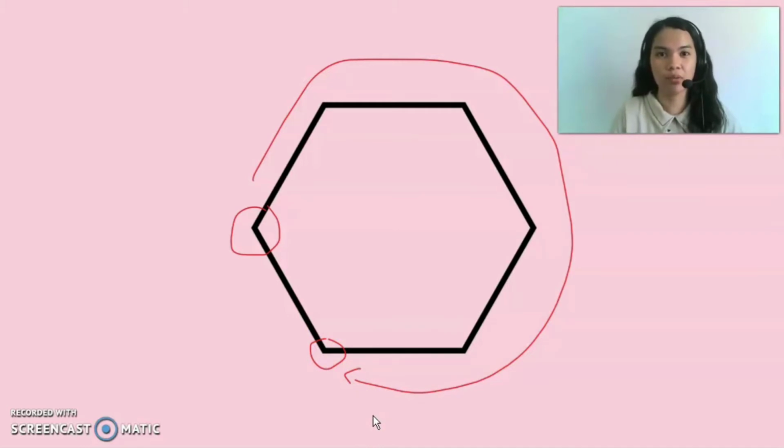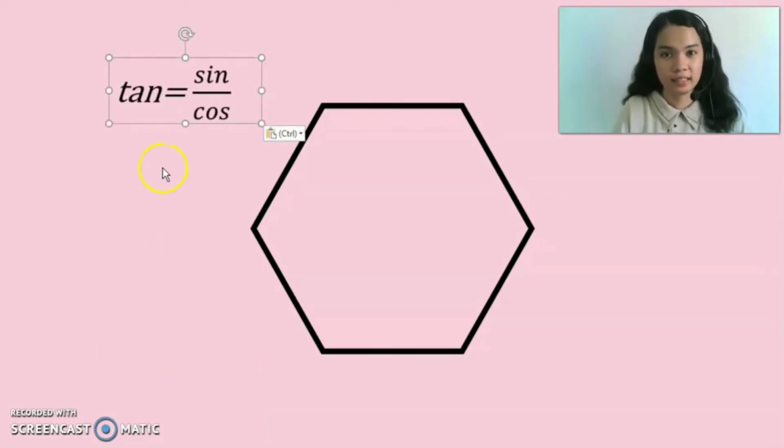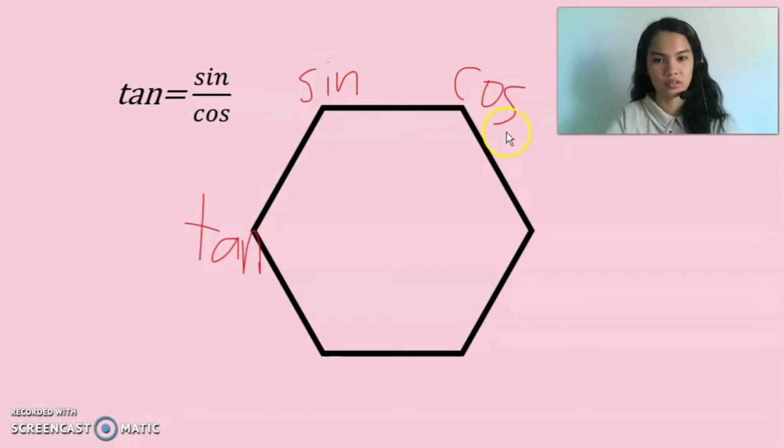Now let's see how we will write the 6 functions at the 6 vertices. We just need to recognize the one formula which we have seen. It is tangent is equal to sine by cosine. I'd like to notify you that we have already used this formula over and over. Tangent is equal to sine by cosine. We start at this vertex. We write tangent, sine, cosine, in the clockwise direction.